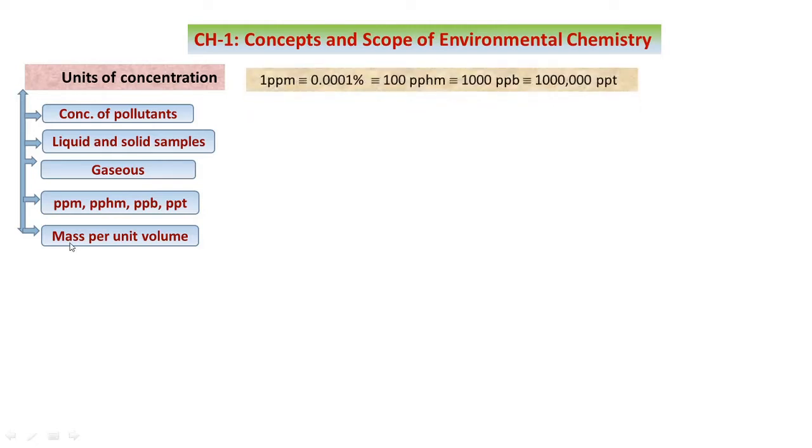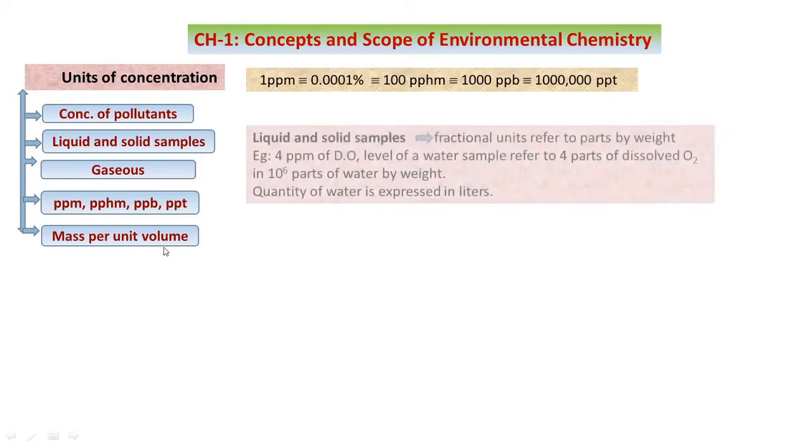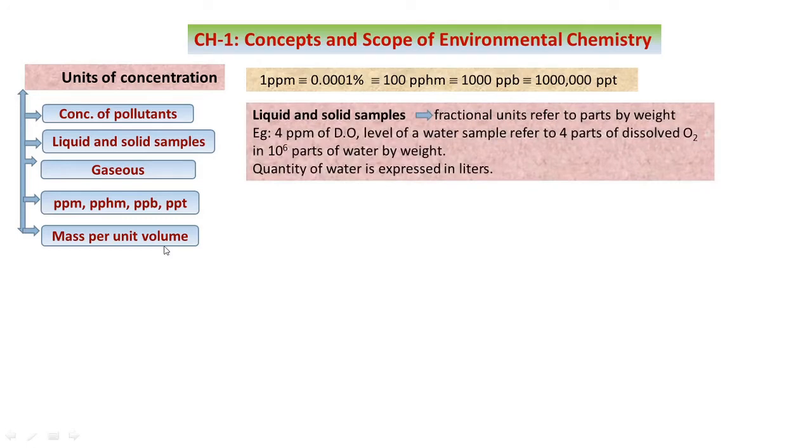Now let's see the conversion of these units. So 1 ppm is 0.001 percentage, or it is 100 pphm, or it is 1000 ppb, and percentage is nothing but parts per 100. Now this fractional expression of concentration, they are interconvertible.